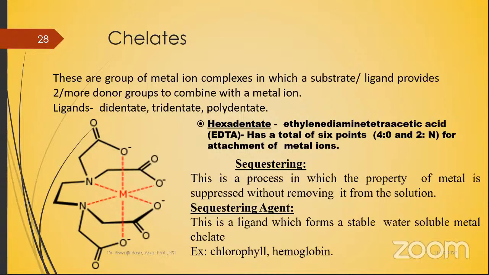So what is a sequestering agent? A sequestering agent is a ligand which forms a stable water soluble metal chelate. For example, hemoglobin and chlorophyll are all known as sequestering agents. Okay, so calcium EDTA will bind with calcium and form a larger complex, and that is also known as the calcium EDTA chelate.